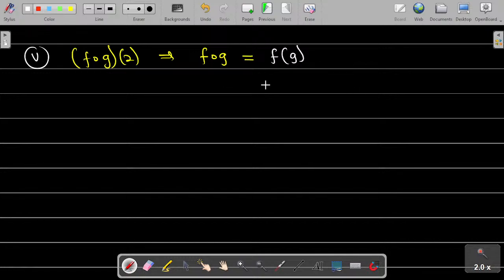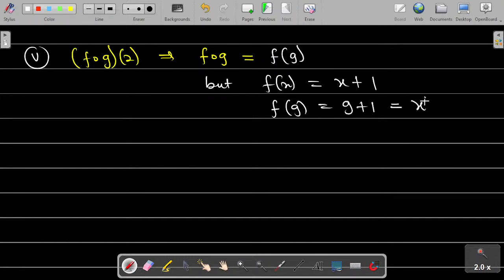So the question now is, what is our f? Our f of x is equal to x plus 1. And so we are substituting x as g. So this is going to give us g plus 1. And what is our g? Our g is x squared. Then we'll bring our 1. Therefore, what it means is that our f composition g is equal to x squared plus 1. And that is our f composition g.